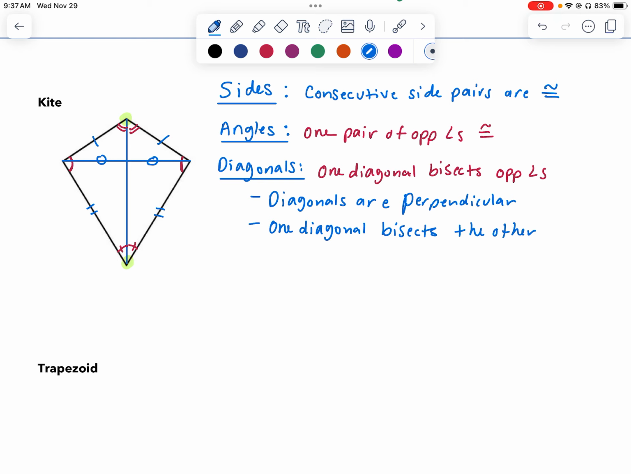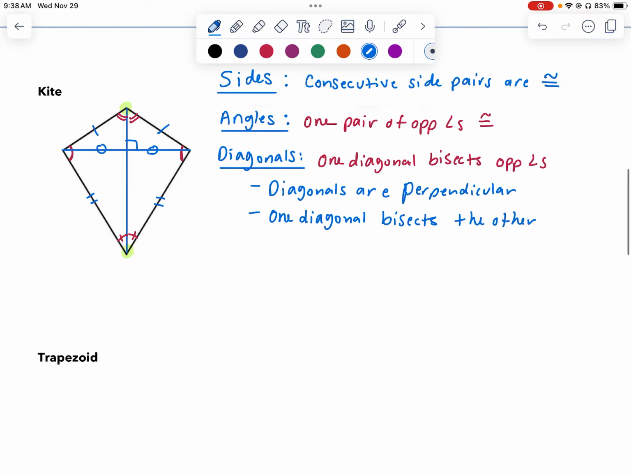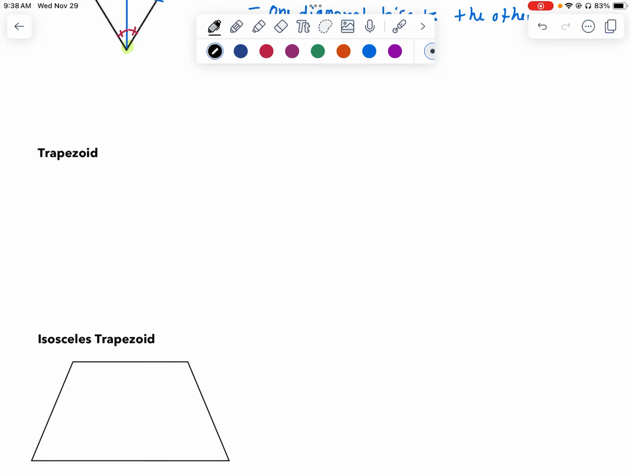So three properties. One of the diagonals bisects the opposite angles. That diagonal is also the perpendicular bisector of the other diagonal. So they are perpendicular, one of them is cut into two congruent pieces, and we have some angles that are congruent. Alrighty, let's move on to the trapezoid. I intentionally did not draw one in here so that we could draw ourselves a trapezoid. I want you to draw a non-isosceles one. So I'm going to draw one pair of parallel sides and then two sides that look like they are different lengths to each other.